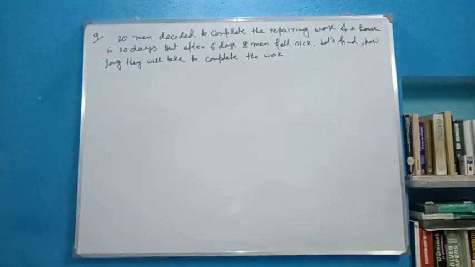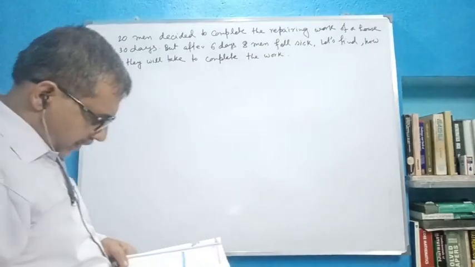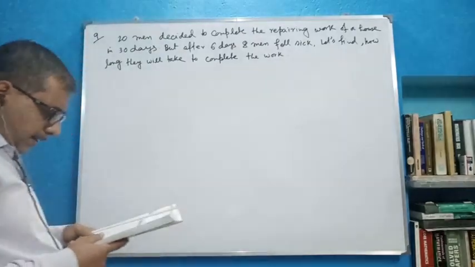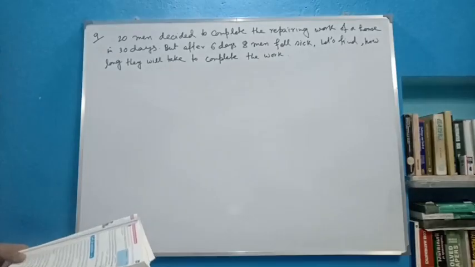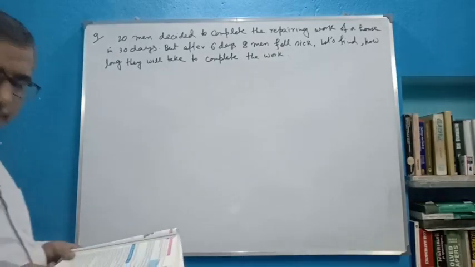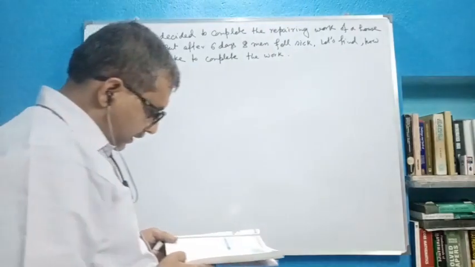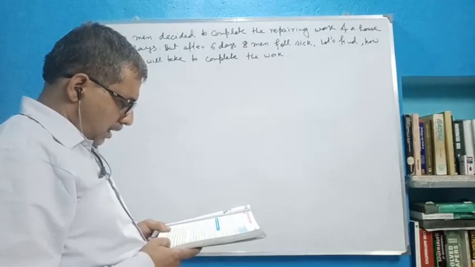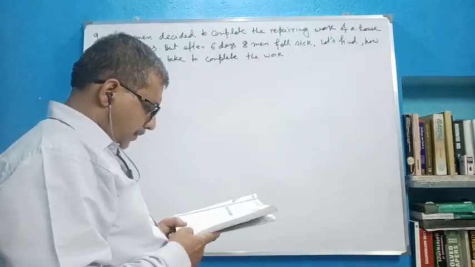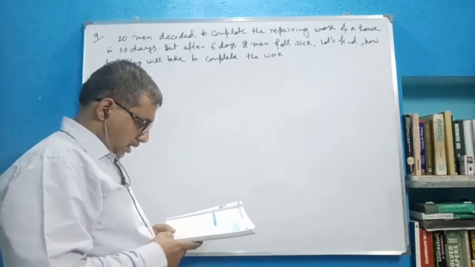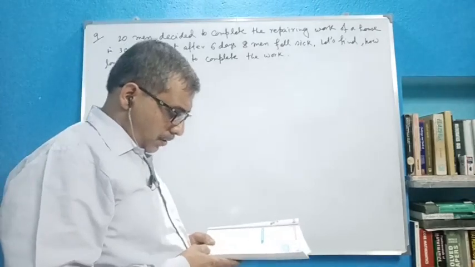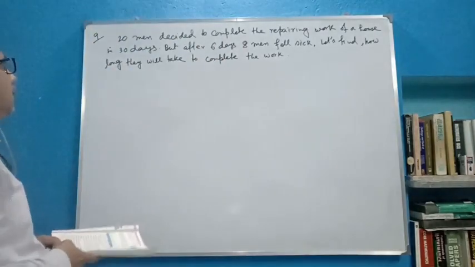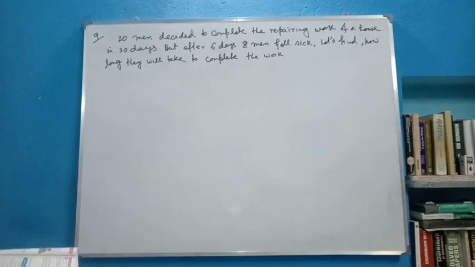Next question. Question number 9, page number 7, same page. 20 men decided to complete a repairing work of a house in 30 days. But after 6 days, 8 men fell sick. Let's find how long they will take to complete the work.